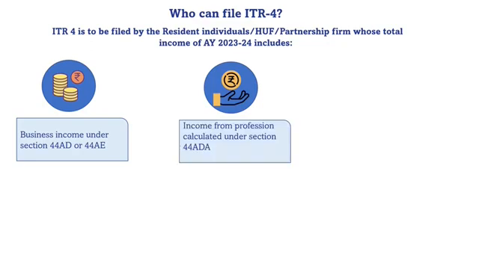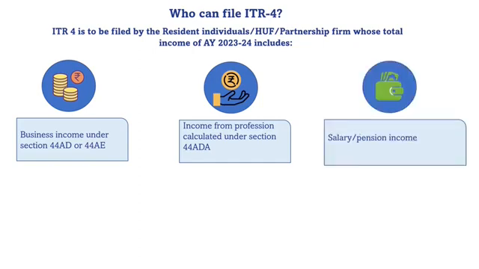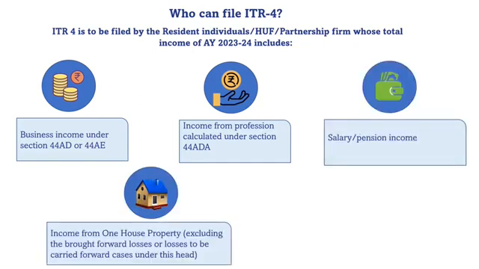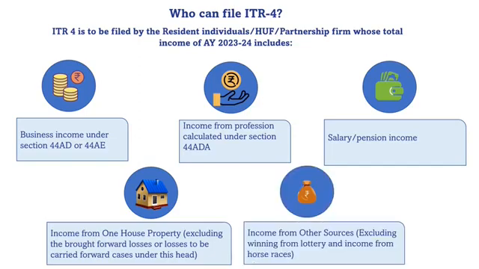You may also use ITR 4 to report income from profession calculated under section 44ADA, salary or pension income, and income from one house property. However, the form cannot be used to report brought forward losses or losses to be carried forward under this head. Income from other sources, excluding winnings from lottery and income from horse races, can be reported in ITR 4.